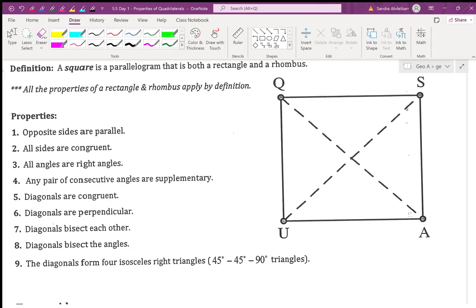So we're going to go through these properties. If it's a property of a parallelogram, we'll put a P. If it's a property of a rectangle, we'll put an R. If it's a property of a rhombus, we'll put an RH for rhombus. All right, opposite sides are parallel. Parallelogram, rectangle, or rhombus? Parallelogram. So I'm going to put a P and then I'll mark it. All right. All sides are congruent. Parallelogram, rectangle, or rhombus? Rhombus. So I'm going to put an RH.